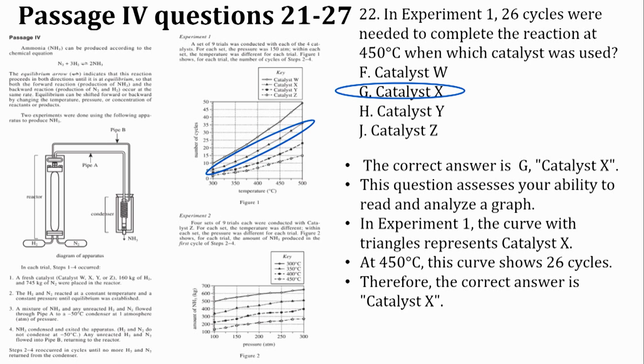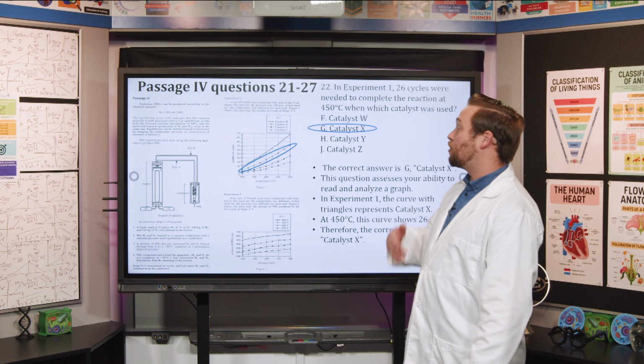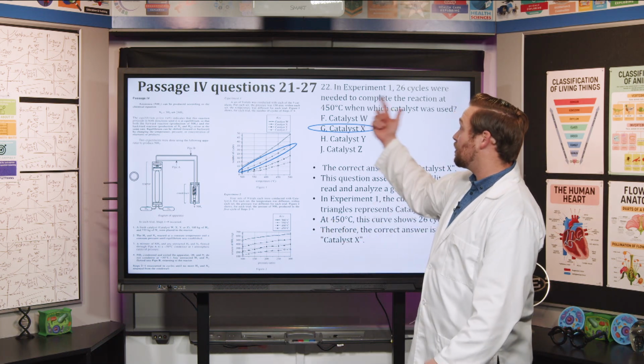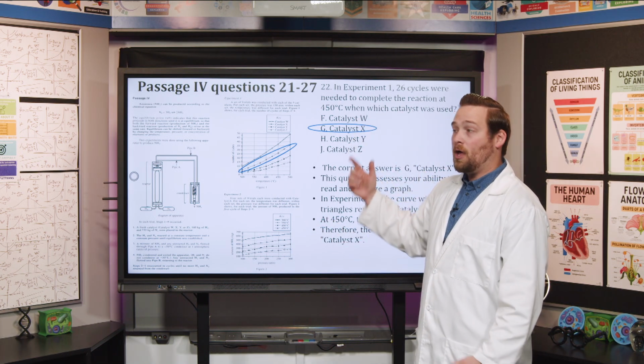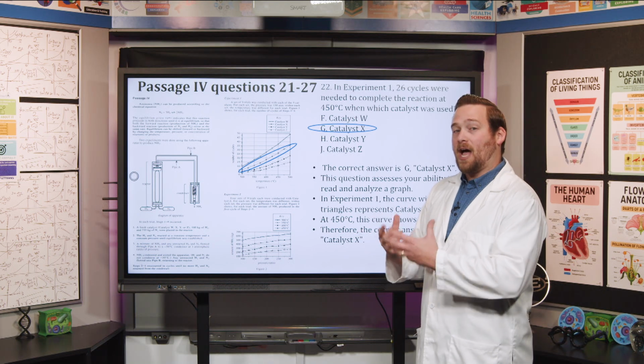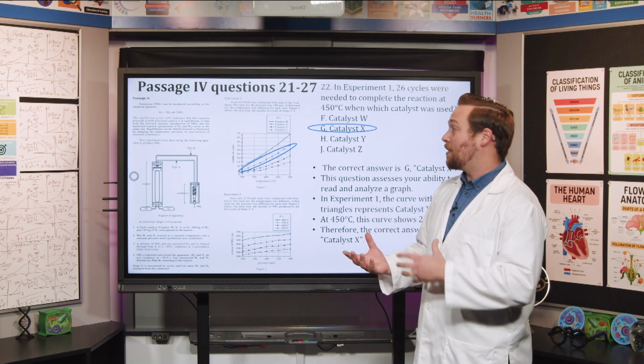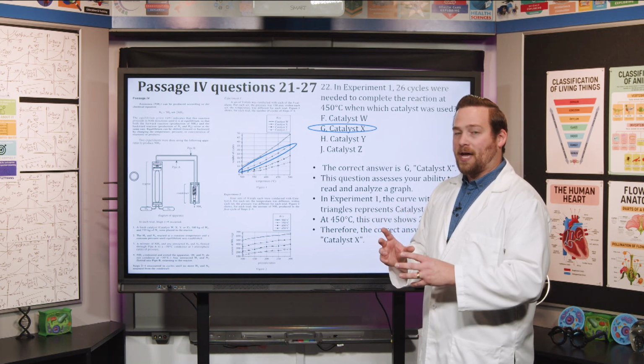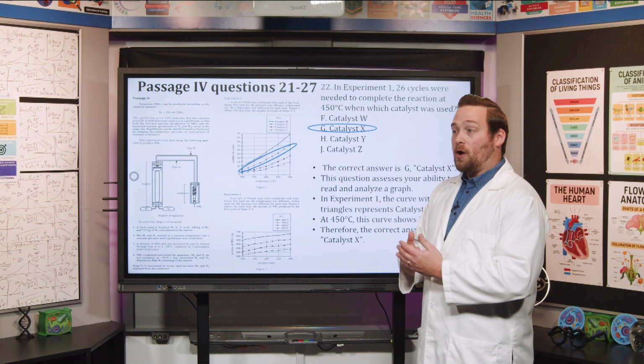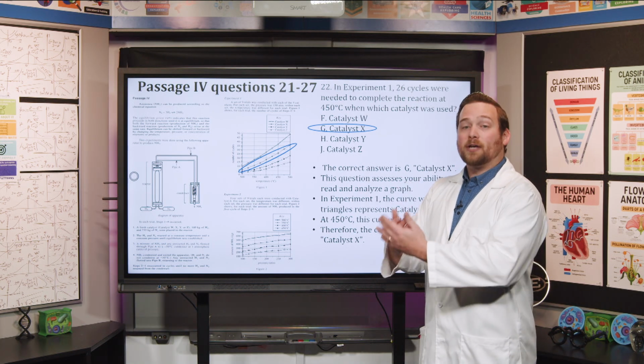So all I have to do is go up this graph until I get to 26. There's only one of these lines at 26 at 450 degrees Celsius, and that is catalyst X. So that's our answer. So again, if you get a question like this where it's asking you to go find information and it's telling you most of the stuff you need to know, it's not a trick question. Don't waste a lot of time trying to figure out if there's something that you're missing. If you feel like you know it, trust your instinct.